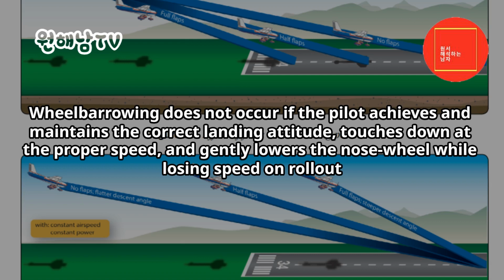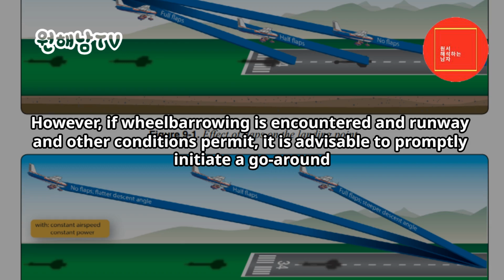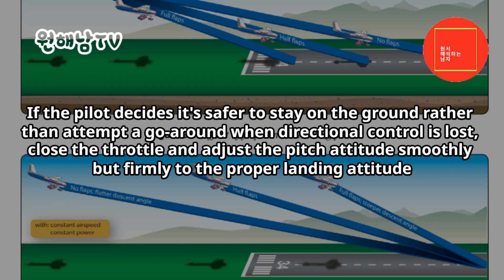Wheelbarrowing does not occur if the pilot achieves and maintains the correct landing attitude, touches down at the proper speed, and gently lowers the nose wheel while losing speed on rollout. However, if wheelbarrowing is encountered and runway and other conditions permit, it is advisable to promptly initiate a go-around. If the pilot decides it's safer to stay on the ground rather than attempt a go-around when directional control is lost, close the throttle and adjust the pitch attitude smoothly but firmly to the proper landing attitude.